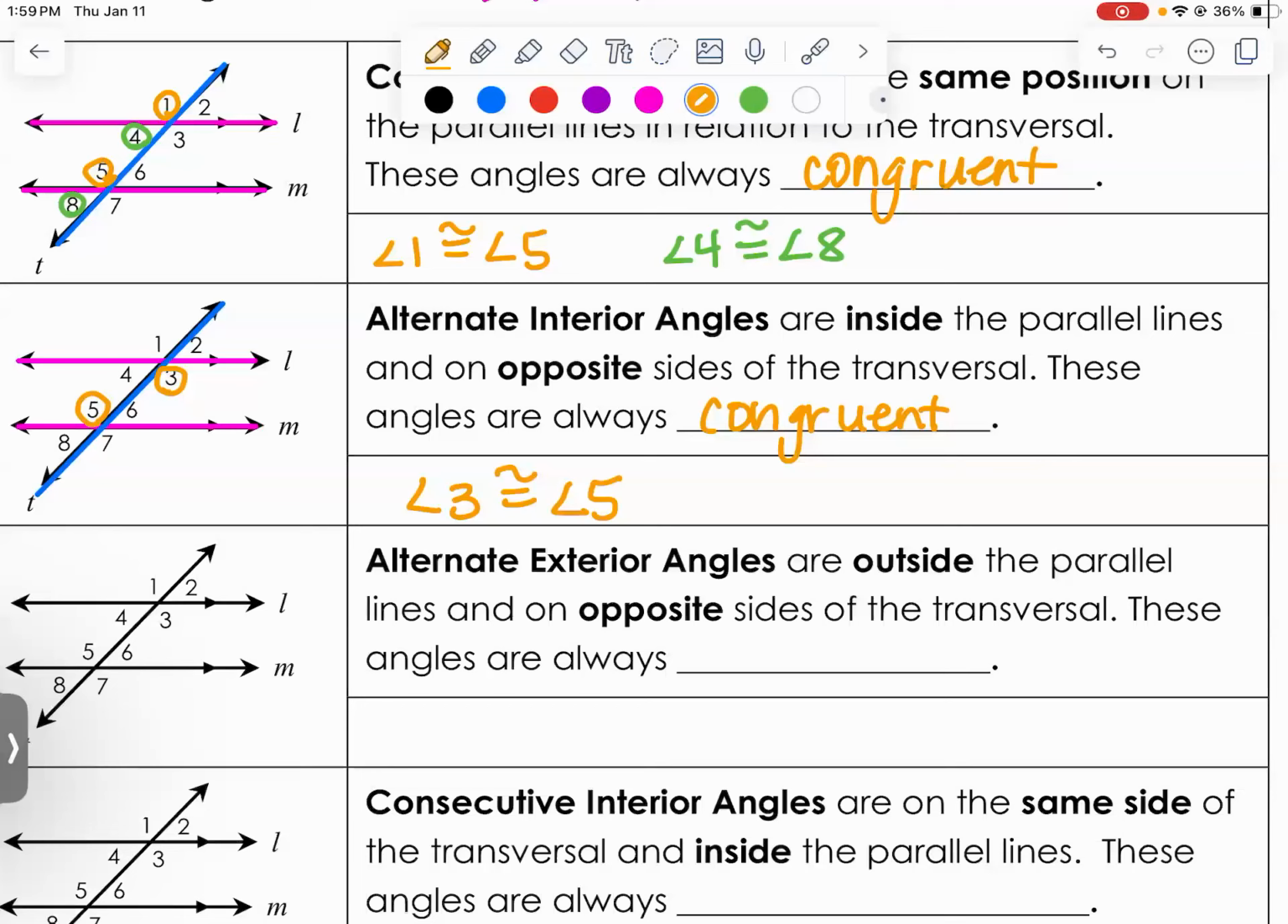Are you okay? Yeah. Okay. Who can raise their hand and tell me another pair of alternate interior angles? DJ? So 2 and 8 are not inside the parallel line, so we cannot say that they are alternate interior.